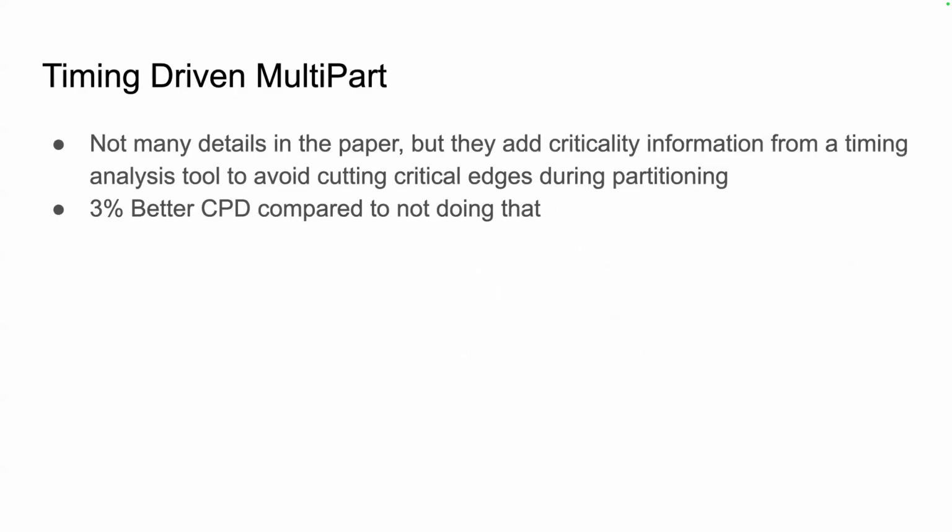And then timing-driven multipart, not a lot of details on how exactly they did the timing analysis, but they add criticality information to avoid cutting critical edges during partitioning. And they do that by adding timing edges. So they add extra edges with weights they set using the criticality of the path. They just add new edges to the netlist and use that to avoid cutting the critical edges. And they also use SDC constraints to do exactly what Alex said, to basically tell VPR that, hey, I know you don't have information here, but this is critical, trust me. And they get 3% better CPD doing that versus not doing that.